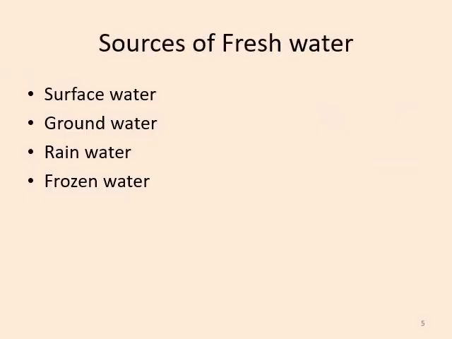So majorly the sources of fresh water is categorized as surface water, groundwater, rainwater if we collect the rainwater by any method of rainwater harvesting, and frozen water. Out of these four, surface water is easily available. Groundwater we have to take out from the ground, and rainwater we have to harvest or collect. Frozen water generally we can't consume or use.